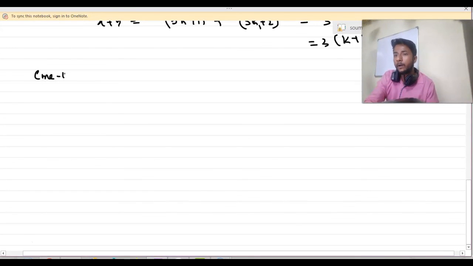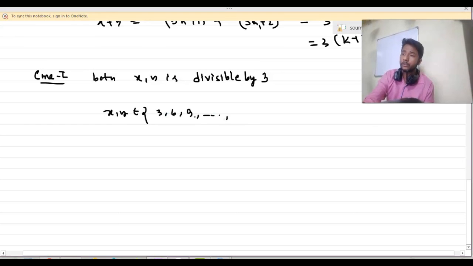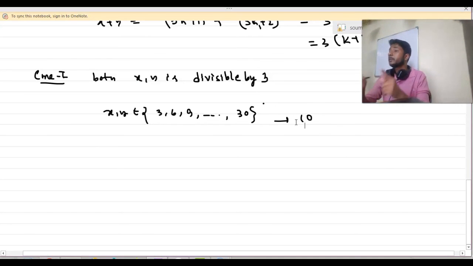So I am considering case 1, when both x and y are divisible by 3. Okay, if x and y are both divisible by 3, then x comma y belongs to the set 3, 6, 9 dot dot dot 30. How many numbers are there? There are 10 numbers, right? So I have to choose 2 numbers from these 10 numbers. So I can choose in 10 C2 ways.